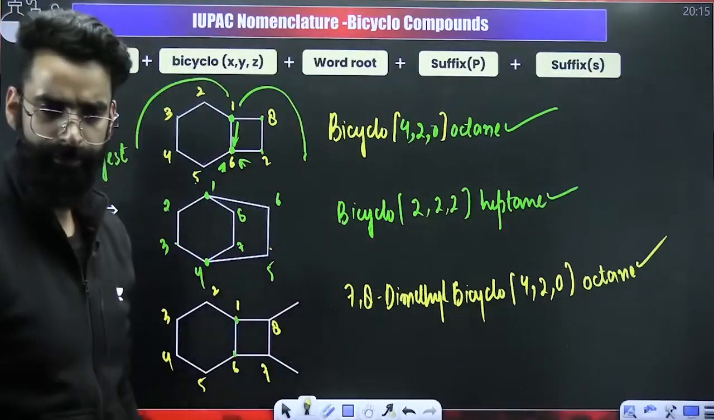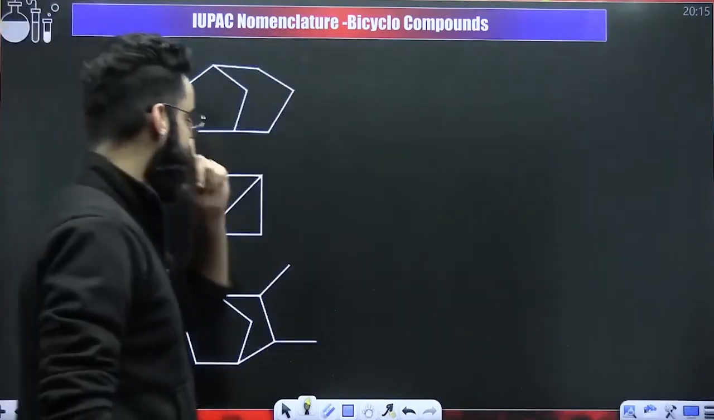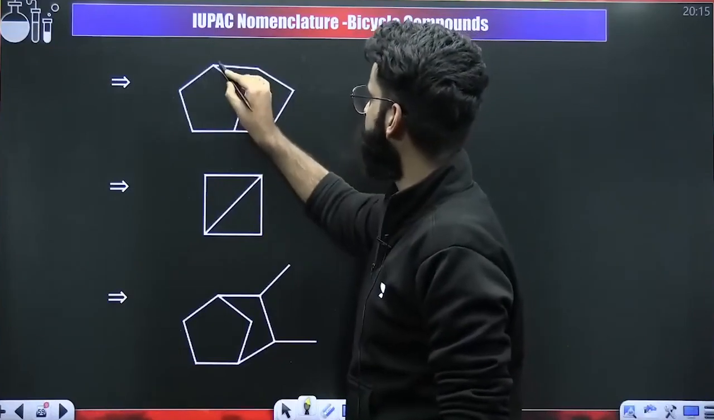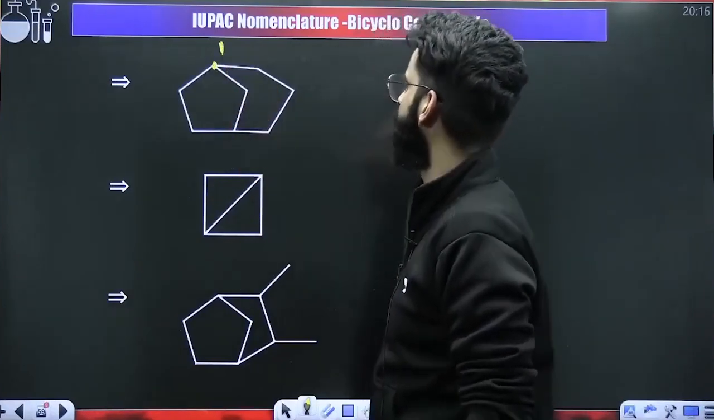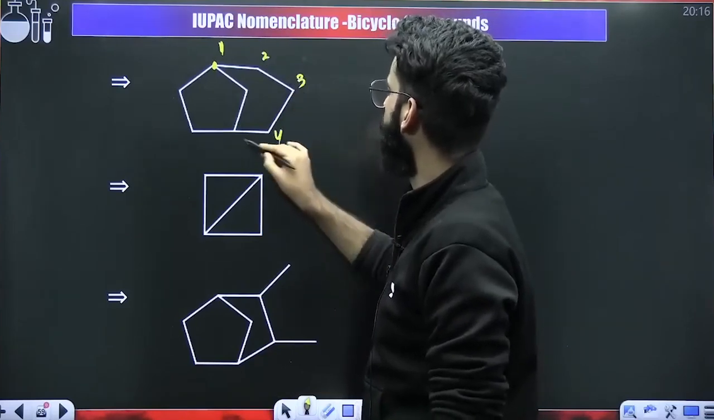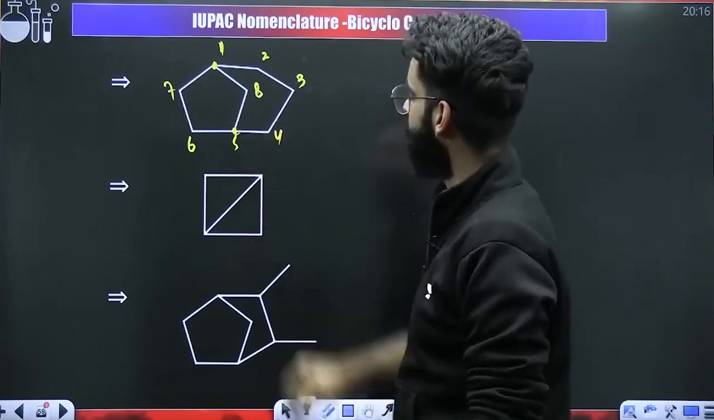Done with this? Okay, look at this one. I believe you can easily solve them now. Start with the bridgehead. So this is 1. Okay, longest path: 2, 3, 4, 5, 6, 7. And this is 8. This is one more bridgehead.